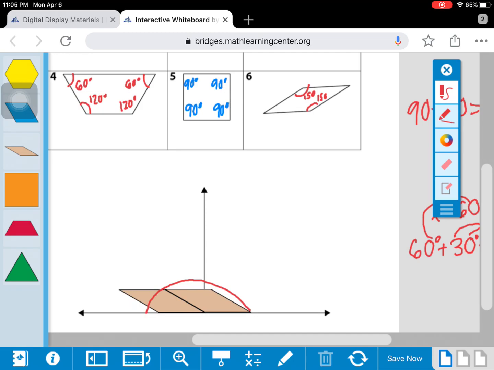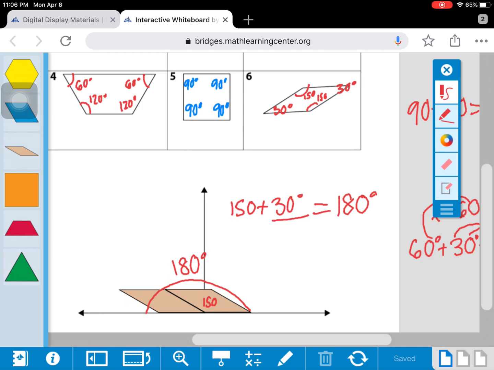It certainly does. So if I know this is equal to 150, I know 150 plus something is going to get me that flat line of 180 degrees. What plus 150 would get me to 180? If you said 30 degrees, you are correct. 30 degrees and 30 degrees.